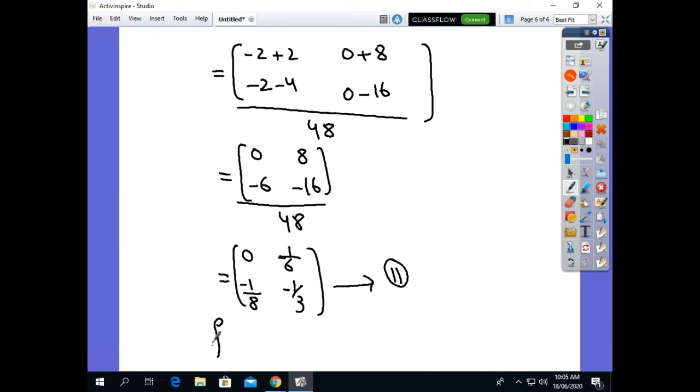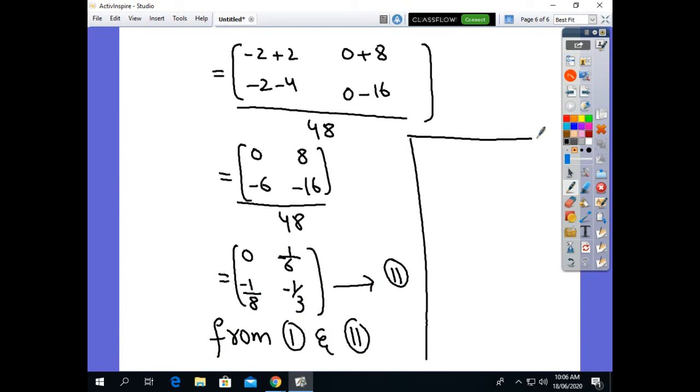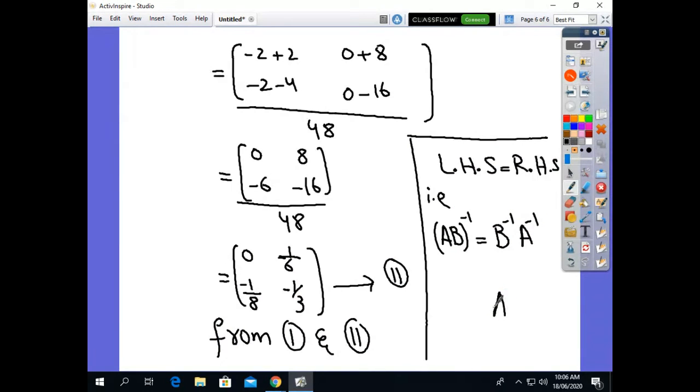Now from equation 1 and equation 2, we see that left hand side is equal to right hand side, that is, AB matrix whole inverse is equal to B inverse A inverse, which is the required result. Okay, it's clear to everyone.